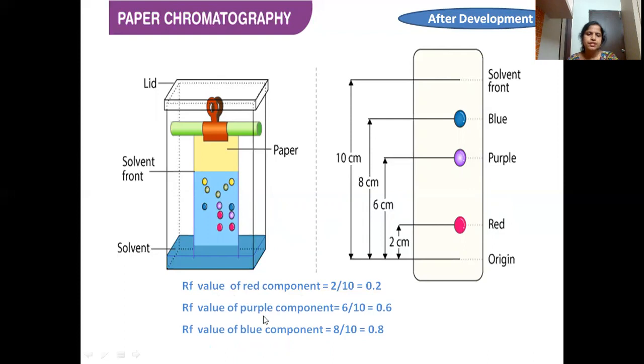Then similarly for the purple component. The purple component has traveled a distance of 6 centimeters, so 6 divided by 10 is 0.6. Similarly for blue, it is 8 by 10, giving 0.8 as the RF value. So all these are the RF values we have calculated by paper chromatography. After calculating this, we have to check these values in the literature. Standard RF values will be given, and they depend upon the type of paper we have used and also the solvent we are using for the development.